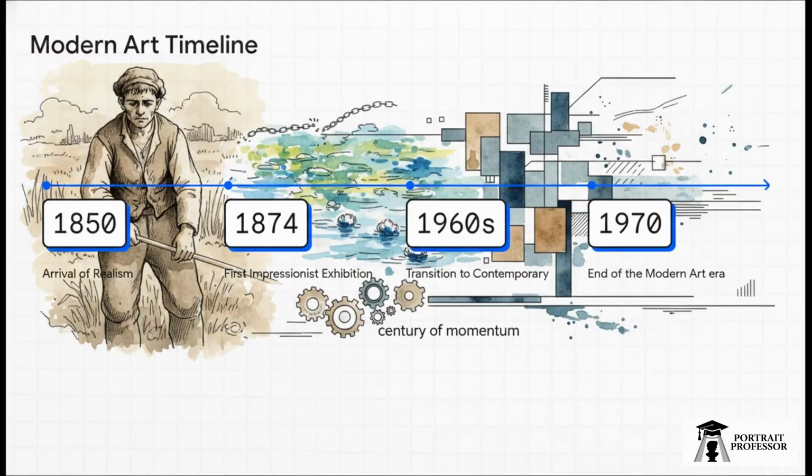See, modern art isn't just any painting made recently. It's a very specific historical epoch bounded by hard dates. It kicks off around 1850, when the arrival of realism through artists like Gustave Courbet totally scandalized the art world. They started painting regular, unidealized peasants instead of classical myths. Then it gains incredible momentum with the first Impressionist exhibition in 1874. From there, it spans a century of just wild innovation until the late 1960s, before transitioning and officially ending around 1970, which is when the movement gives way to what we now classify as contemporary and postmodern art.